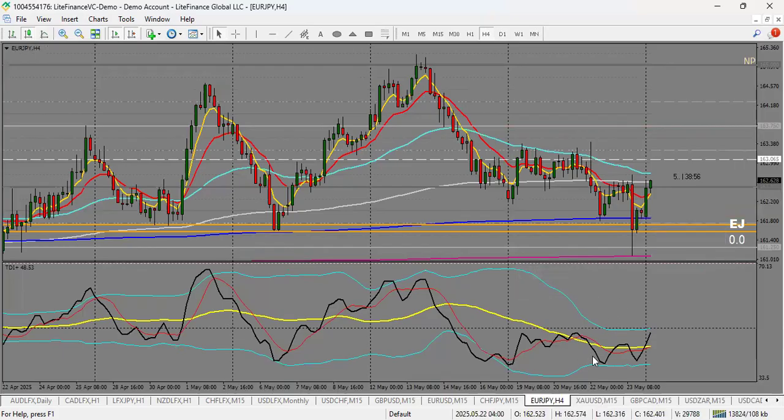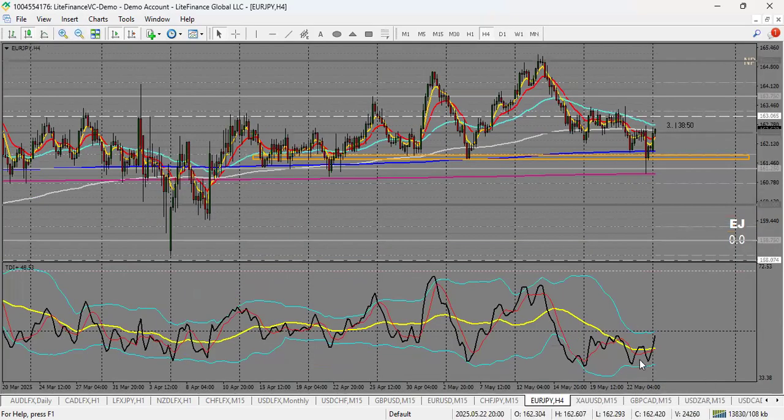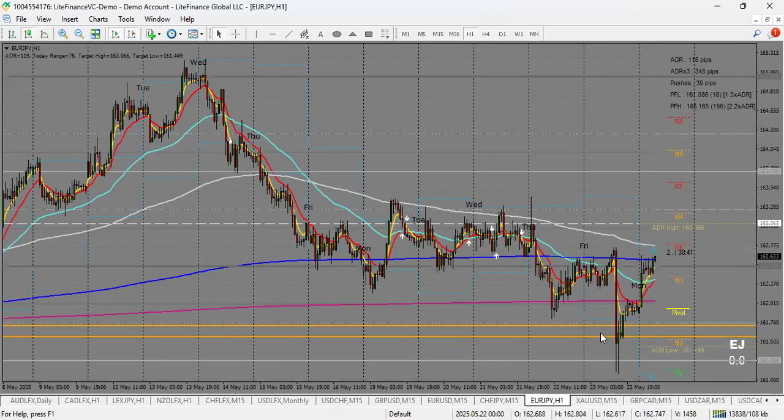And you can see here, we're having a W on the TDI also, which reflects this W here. Okay, so this here is a possible reversal. So we are having a reversal here on Euro JPY, yeah? We're having a reversal to go up. So let me draw the ADR boxes.